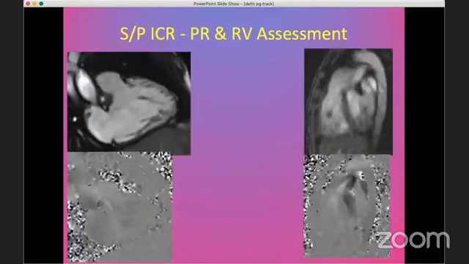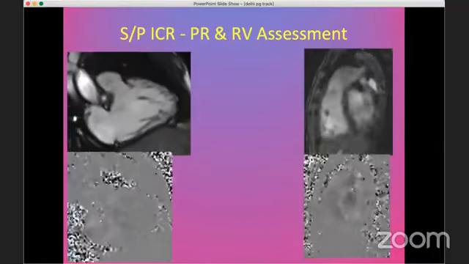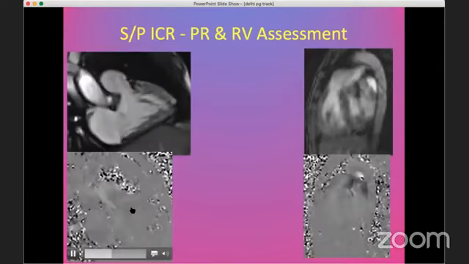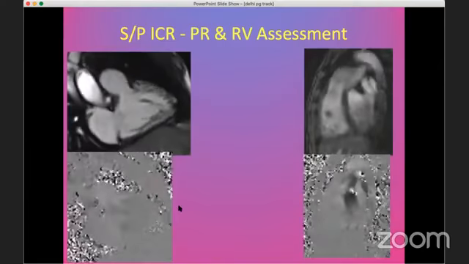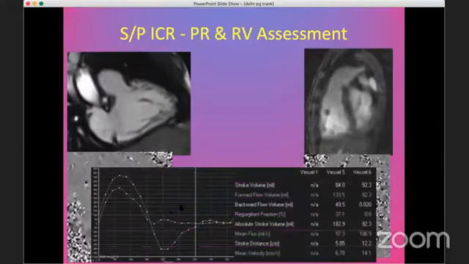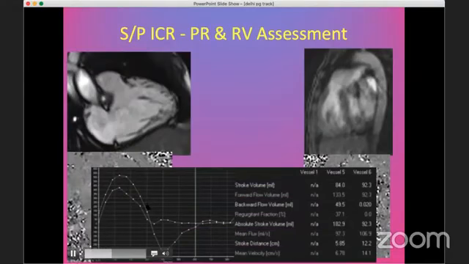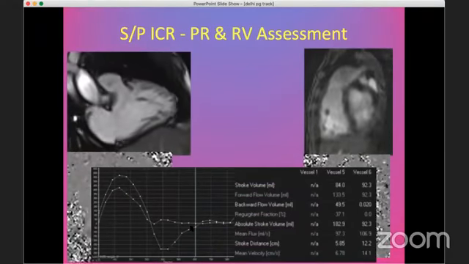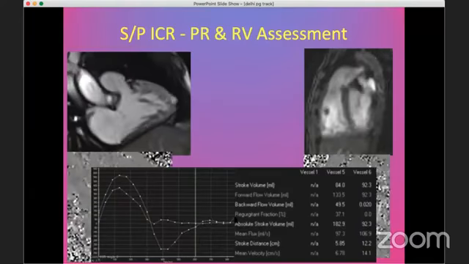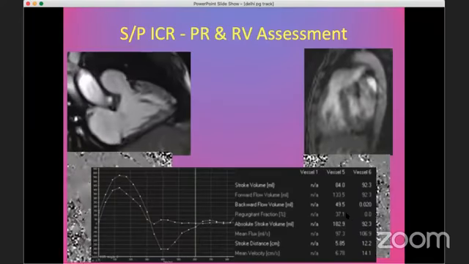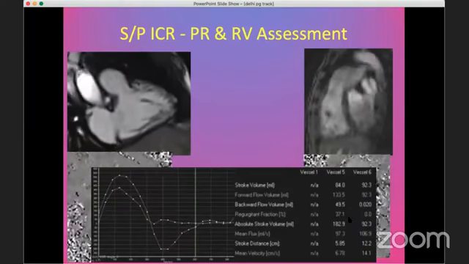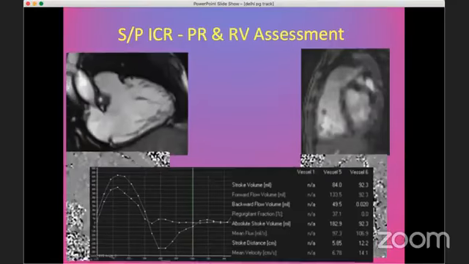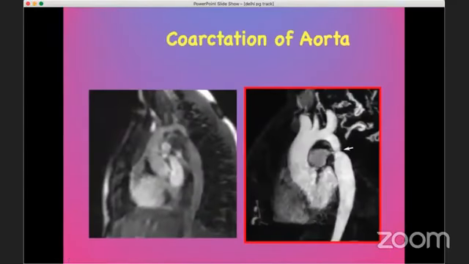So the RV volumetry and the pulmonary regurgitation is assessed very beautifully using the cine images and the flow assessments, and we get a very good graph of the forward volume across the pulmonary valve, the regurgitant volume across the pulmonary valve, and we get the regurgitant fraction. In this patient it was 37%, which is significant. And this helps in planning the next step.